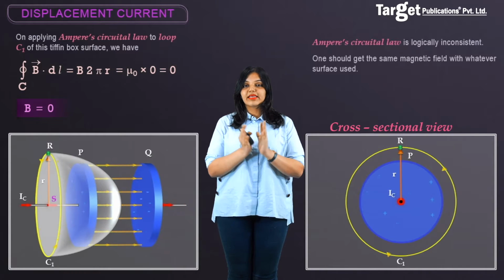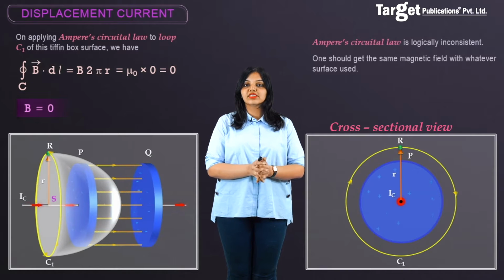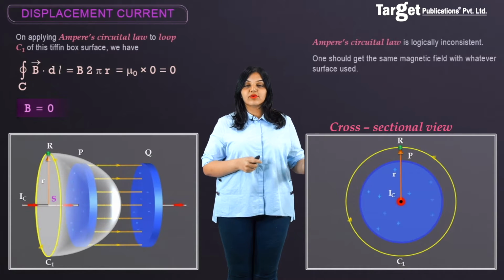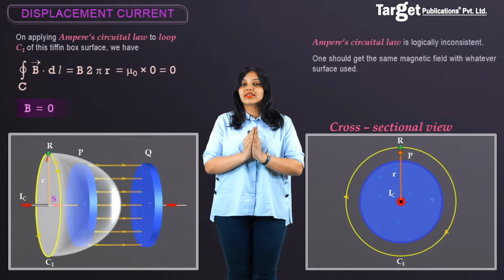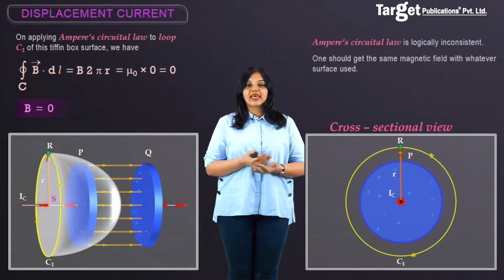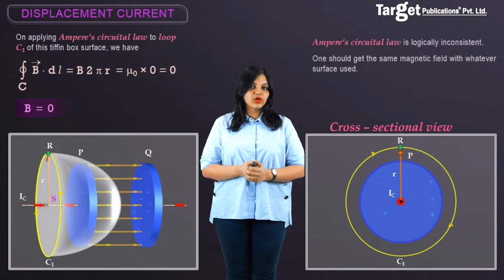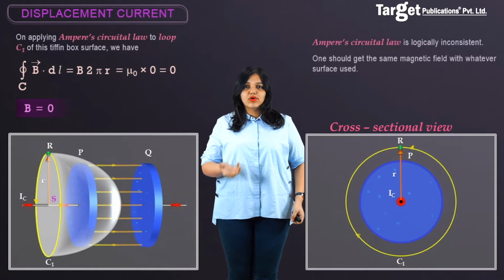Well, you see, the magnetic field at point R was found using the first surface by using some enclosed current which was the conduction current. In our second case, when we had the tiffin box surface, we had no enclosed current, and therefore the right hand side of Ampere's law just became 0. So obviously there is some problem here. The right hand side should not go to 0.